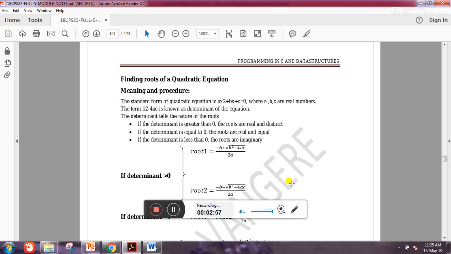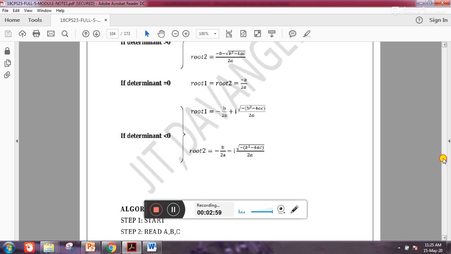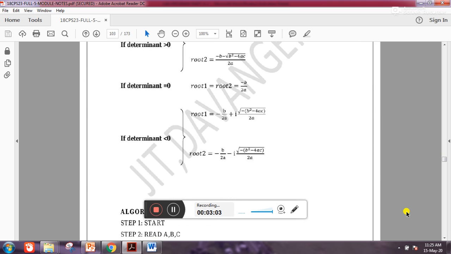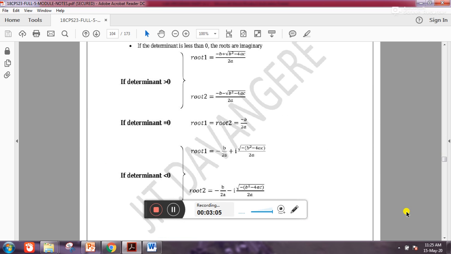Next, to find the roots we have a formula, the formula for the roots of a quadratic equation. First we have to find the determinant. The determinant value is b square minus 4ac. If the determinant value is greater than 0, then we have to find root 1 and root 2. Here we are getting two roots. Root 1 is equal to minus b plus square root of b square minus 4ac divided by 2a.